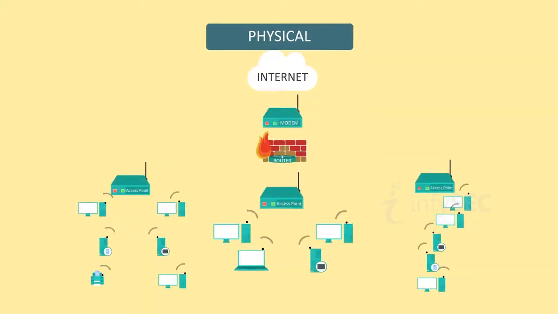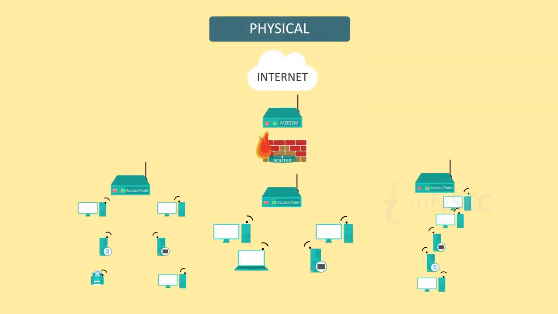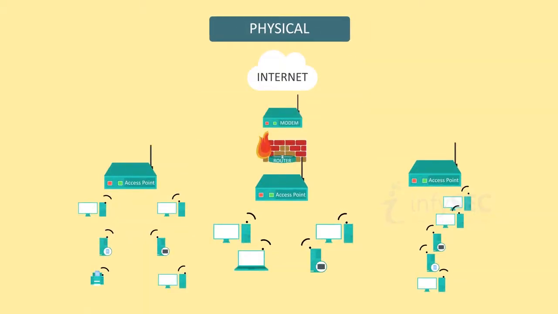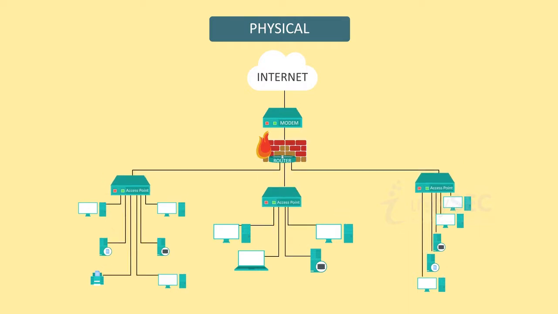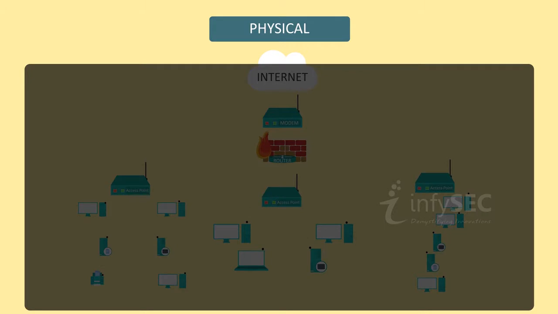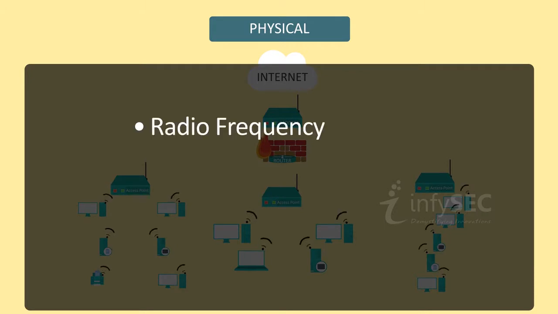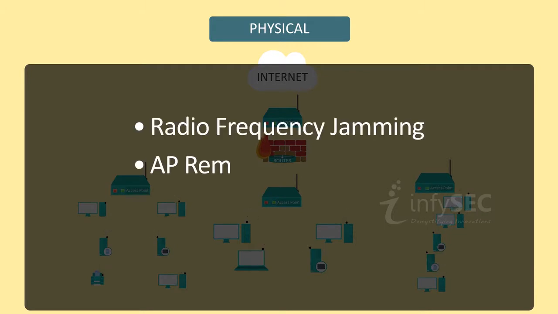Physical layer. The very first layer, the physical layer, here in wireless transmission, uses access points unlike wired transmissions that use cables. The targeted attacks include radio frequency jamming and AP removal.